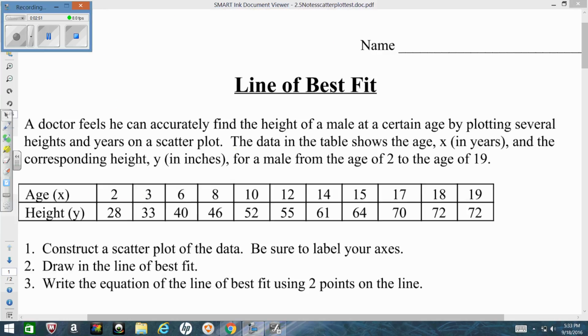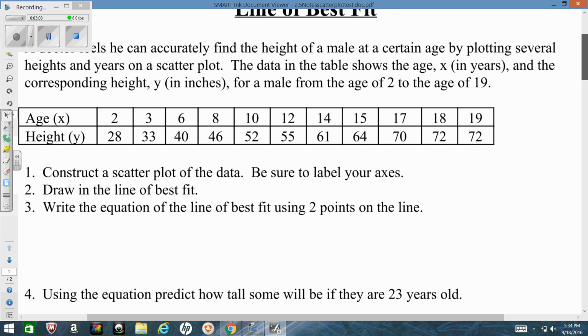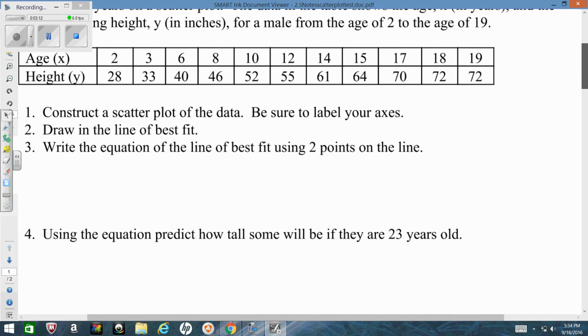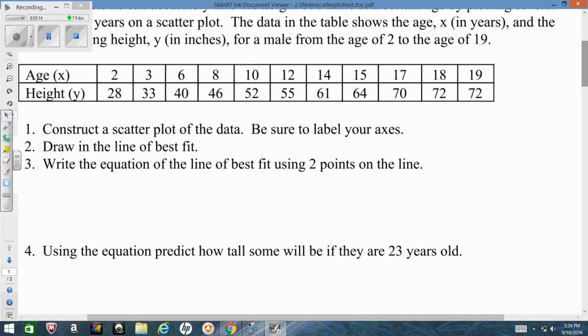So let's flip to the next page, and we are going to talk about how to use line of best fit and how to do problems. Our problem states a doctor feels that he can accurately find the height of a male at a certain age by plotting several heights and years on a scatter plot. The data in the table shows the age in years and the corresponding height in inches for a male from the age of 2 to the age of 19. There's our chart. First thing we need to do is construct a scatter plot.